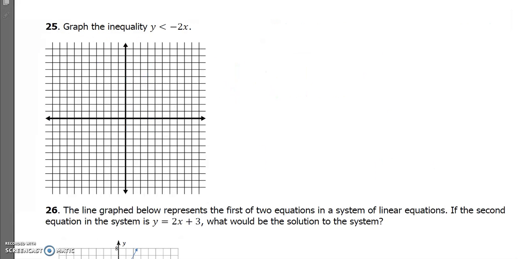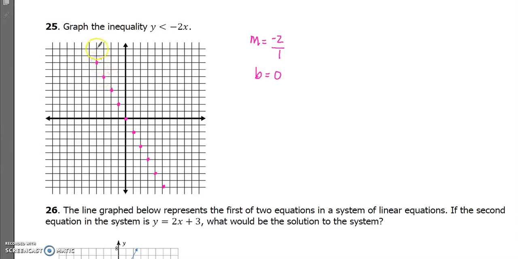Number 25 just says graph the inequality. So it is in slope-intercept form. That'll be easy for us on here. My slope is going to be negative 2 over 1. My y-intercept would be at 0. So here I'm at 0. My slope will be down 2 and over 1, down 2 and over 1, down 2 over 1. Or I can go the other way, up 2 and to the left 1.